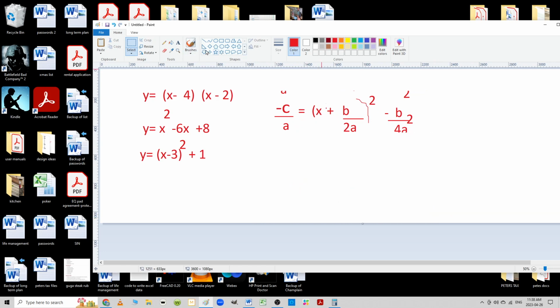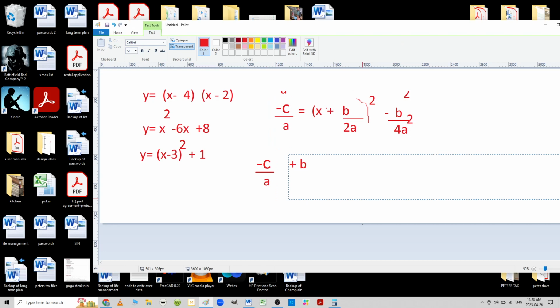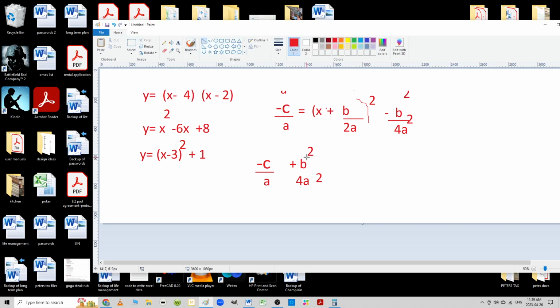I now have something that just has numbers over here, and I can add it to both sides. So I get this plus b squared over 4a squared, like that, to the other side. You can sort of see it starting to take shape, but this is where it came from. You can stop this, by the way. This is just advanced stuff. And I'm left with this on the right side.